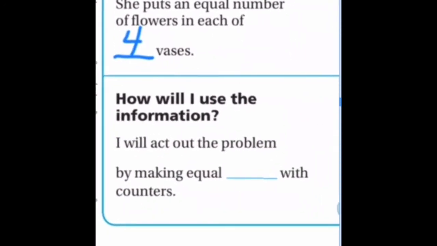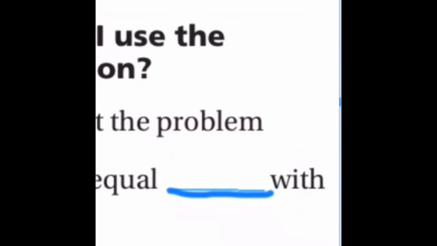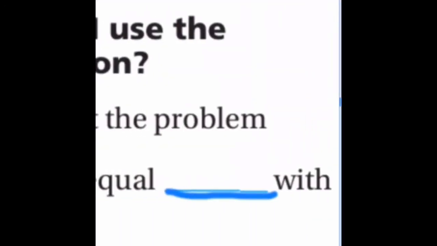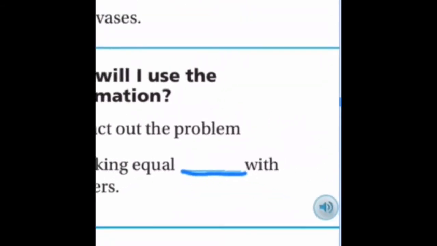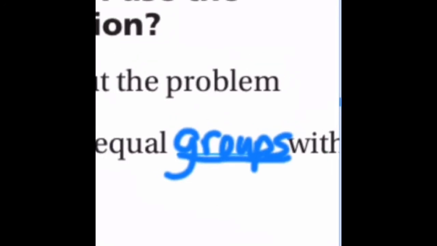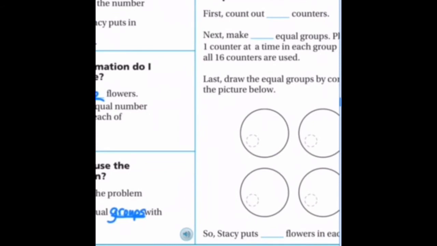How will I use the information? I will act out the problem, or maybe even draw it by making equal groups with counters. Division, oh, sorry about that. Division is the opposite of multiplication, just like subtraction is the opposite of addition. So in multiplication, we always talk about how many groups we have, right? So we're going to make equal groups with the counters. Just like in multiplication, equal groups, right? So we're going to make equal groups with our counters.